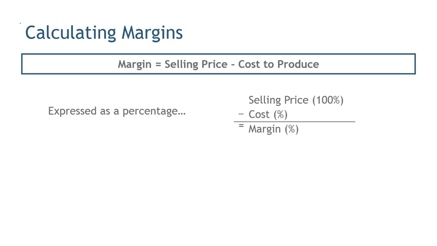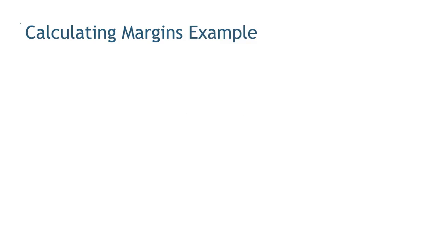It's often expressed as a percent as well. So the selling price, think about that as 100%. That's 100% of the cost to consumers. And then you subtract out the cost, which is equal to either the manufacturing cost or the cost to buy it. And then that's the margin, the percent margin for that particular business.